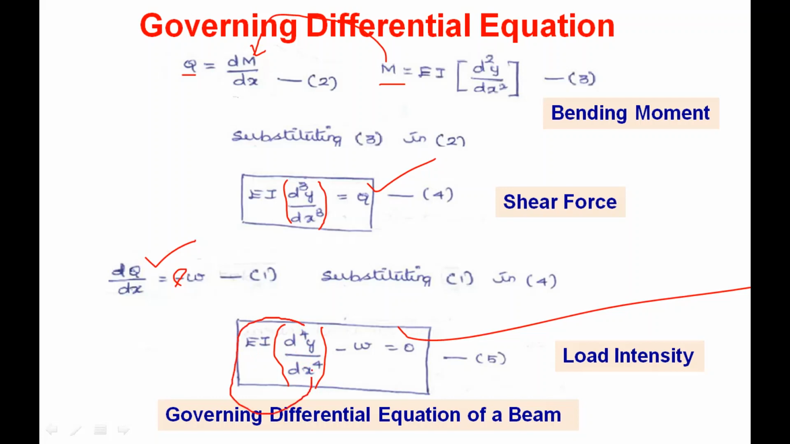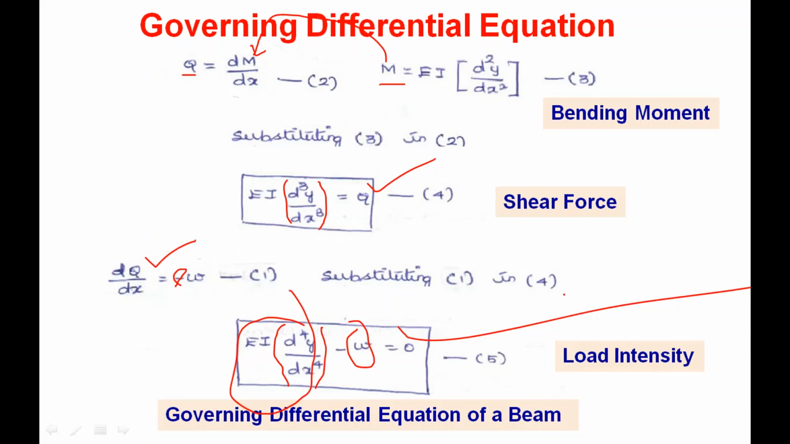W is also load. It is an equilibrium equation. So this is a fourth order differential equation. This is called the governing differential equation for a beam. This governing differential equation is common for all types of beam.